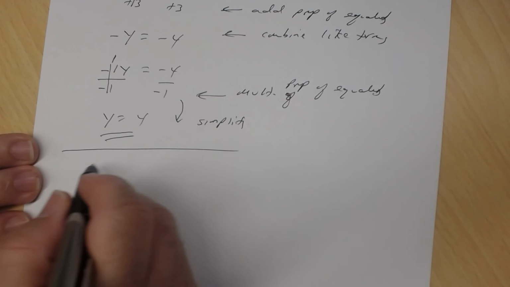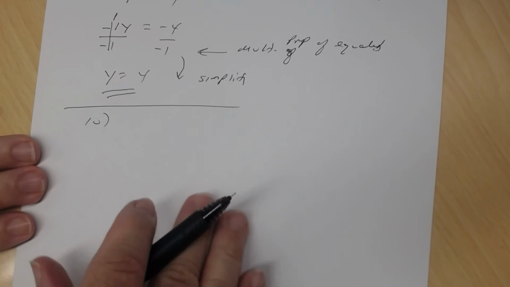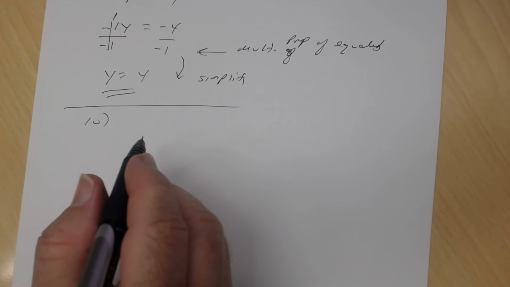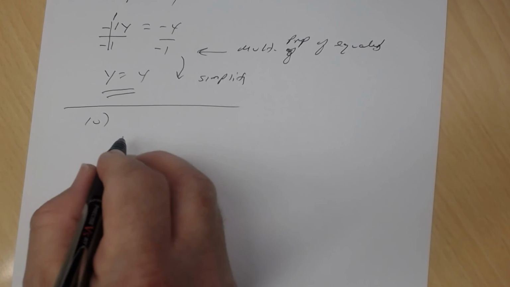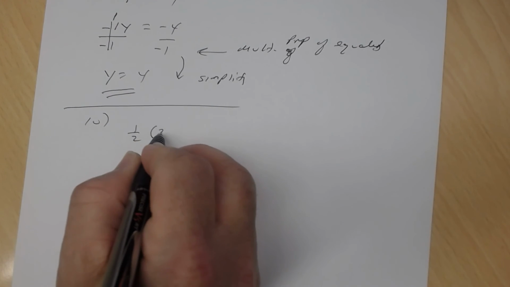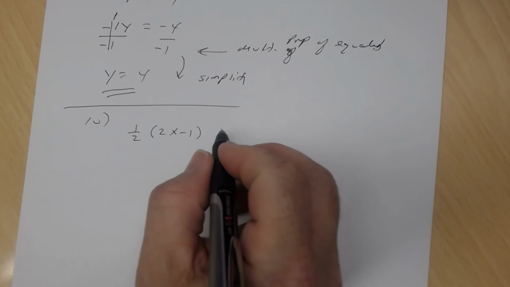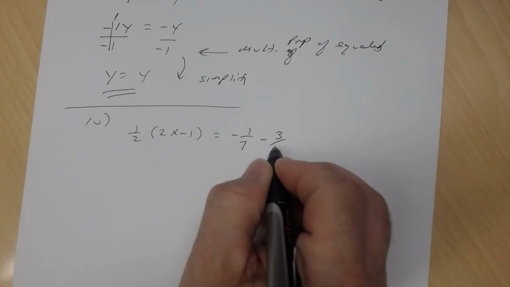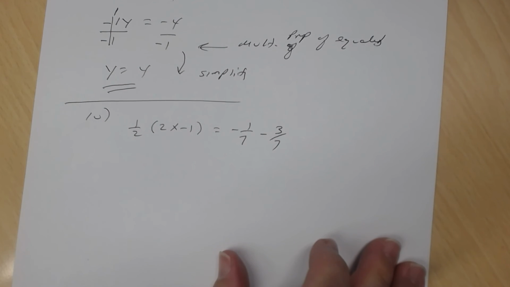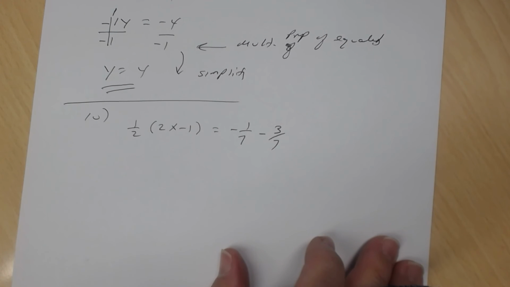Okay, number 10. All right, number 10, suppose we had this. Suppose we had 1/2 times 2x minus 1 equals negative 1/7 minus 3/7. So 1/2 times 2x minus 1 equals negative 1/7 minus 3/7.